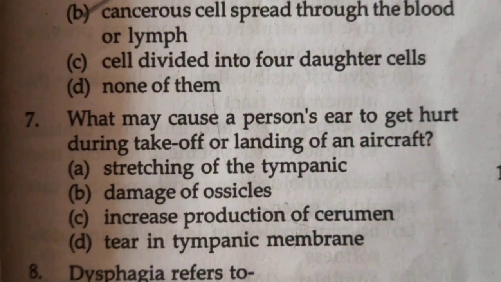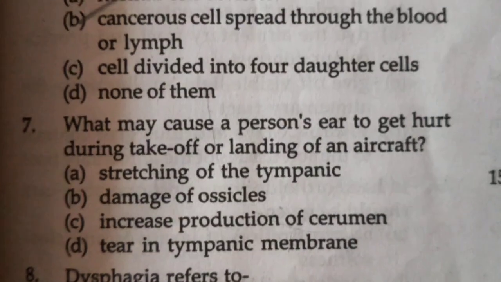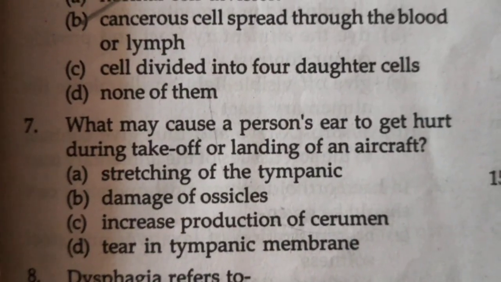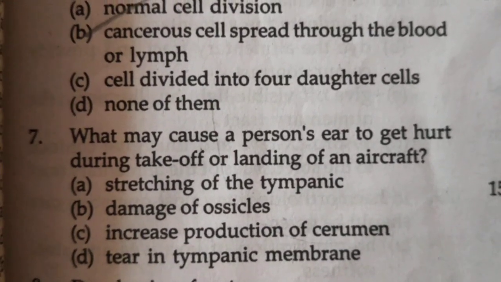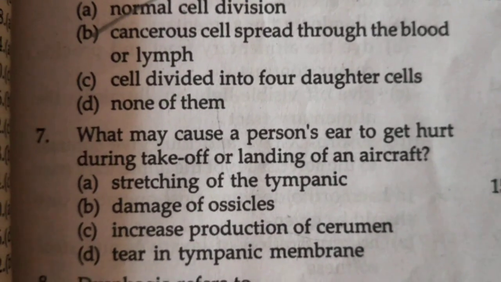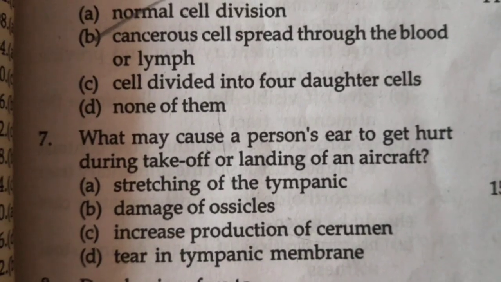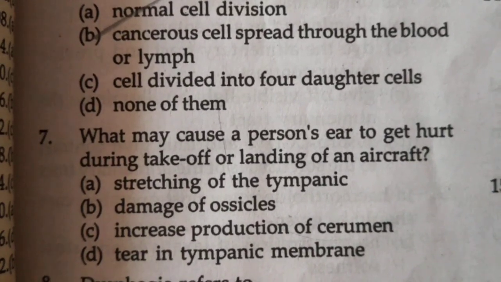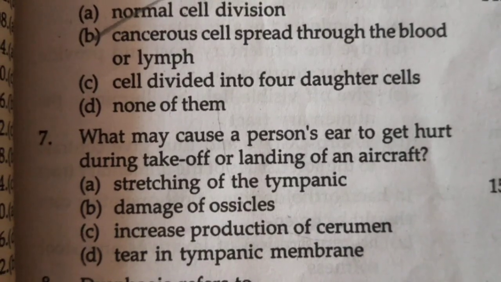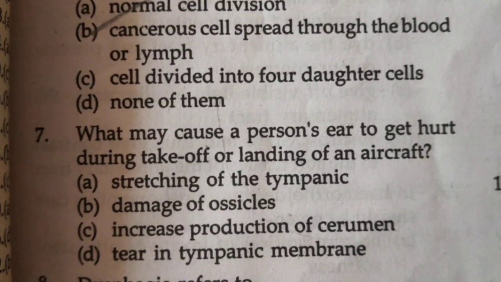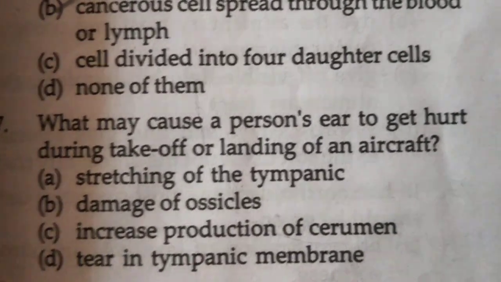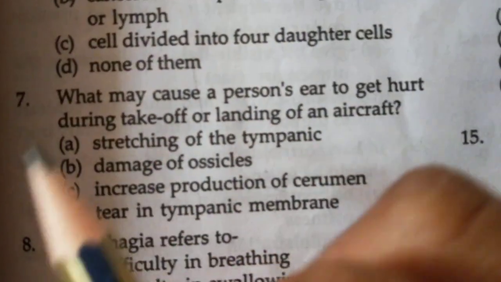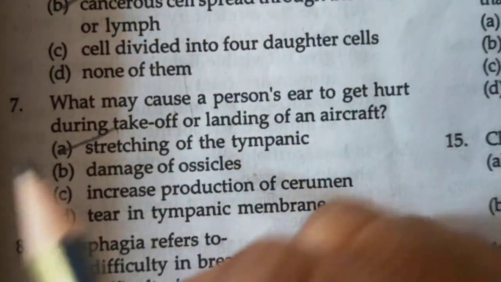Next, seventh question. What may cause a person's ear to get hurt during takeoff or landing of an aircraft? Option A, stretching of the tympanic membrane; option B, damage of vesicles; option C, increased production of cerumen; option D, tear in tympanic membrane. Option A is the right answer. The tympanic membrane is a part of the ear.